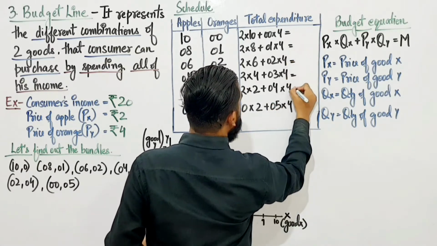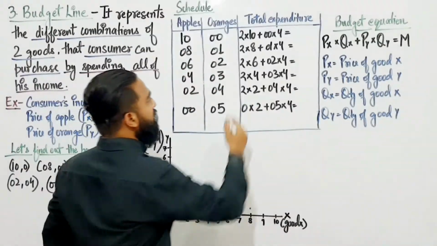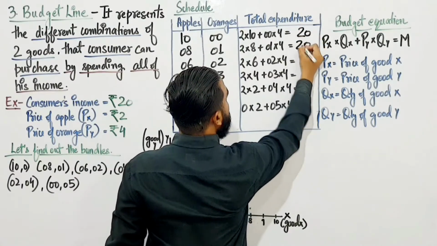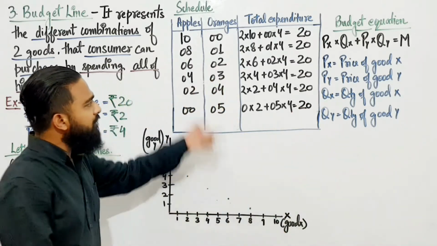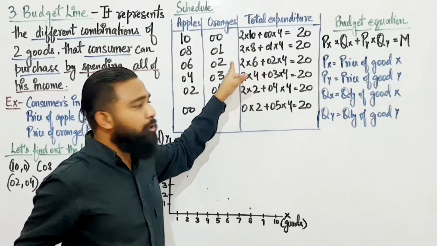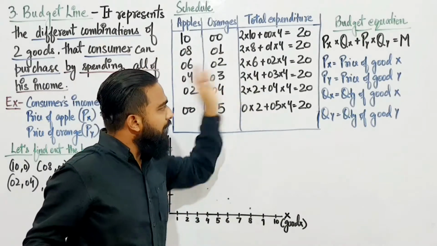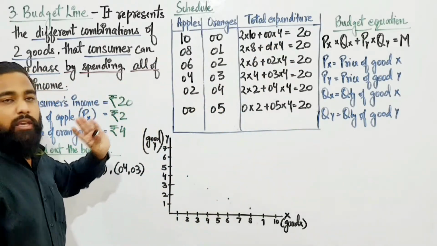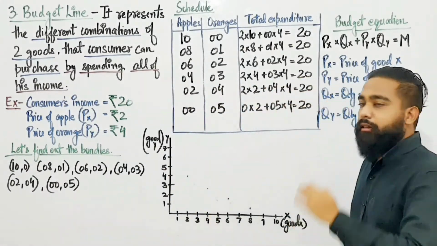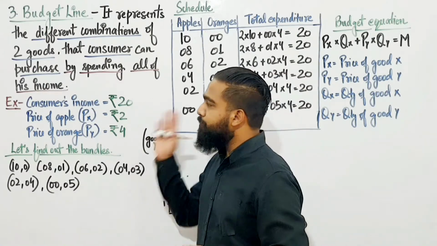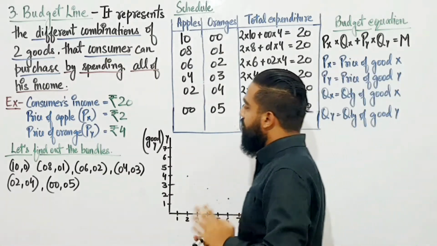Now students, if you sum up all the combinations, you will get 20, 20, 20, 20, 20 and 20. You can check any one. 6 into 2, 12, and 2 into 4, 8. 12 plus 8, 20. You can do any one. All the sums are giving total expenditure as 20. So, here the consumer has to spend all his income. There is no choice that he can save some money. He has to spend all of his income.